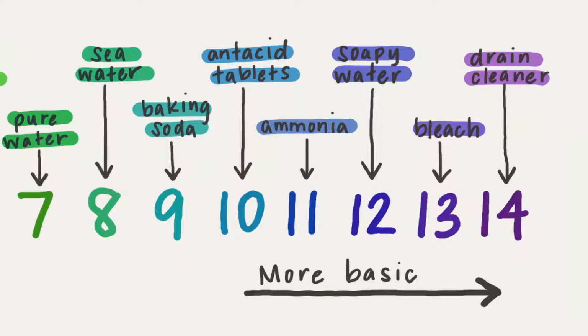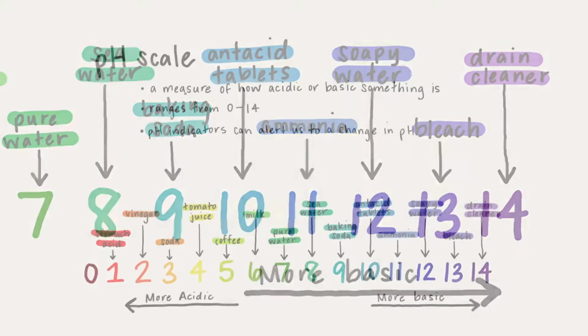If we now look towards the more basic side of the pH scale, we see that bleach has a pH value of 13, where soapy water has a pH value of 12, and baking soda has a pH value of 9. This means that bleach is a stronger base than soapy water, which is a stronger base than baking soda.